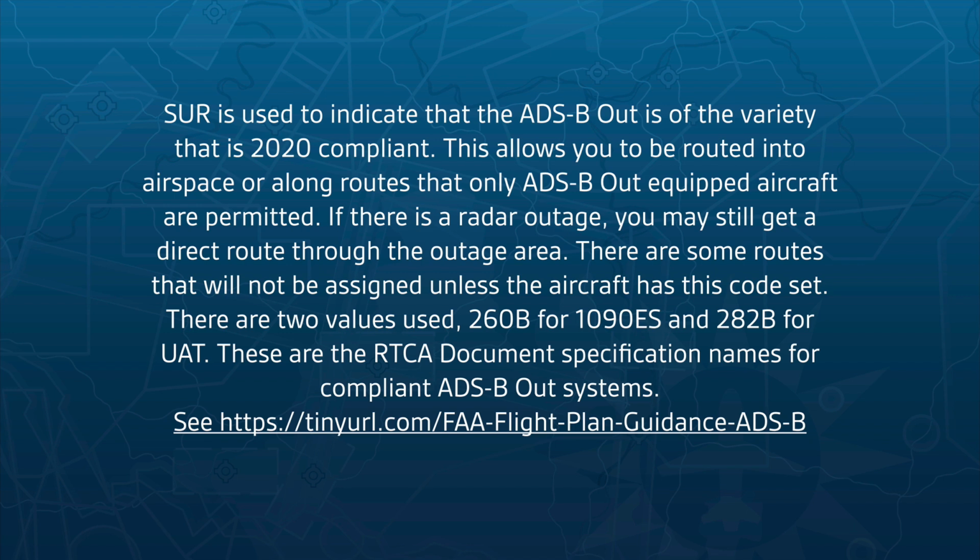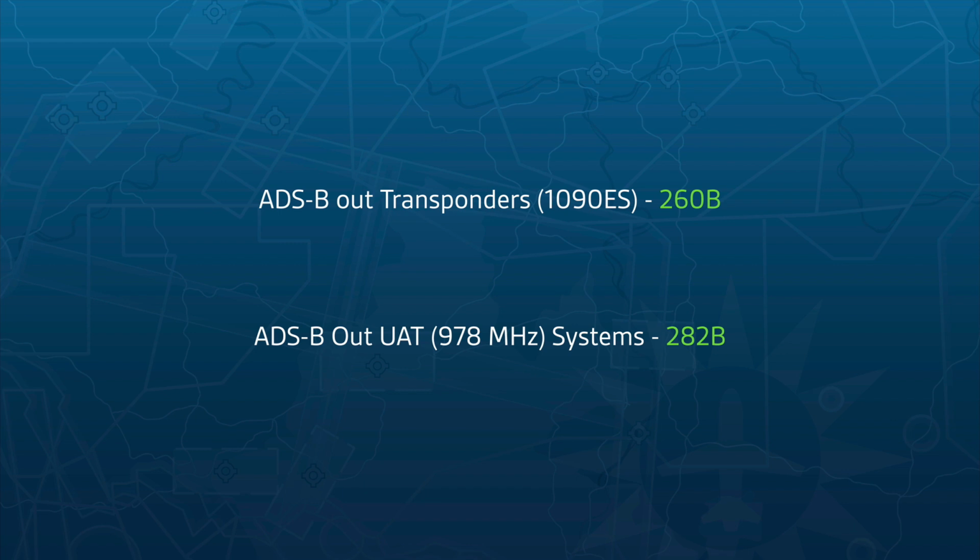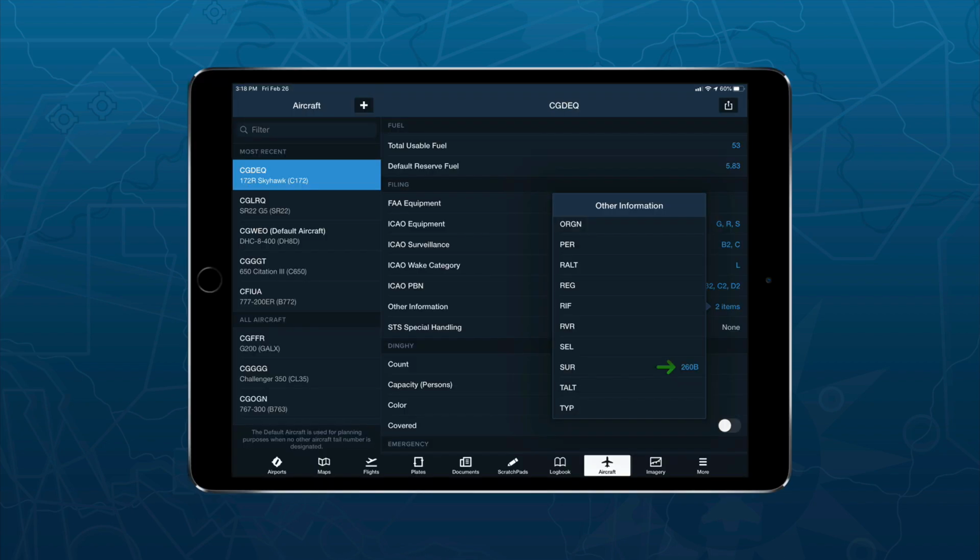You can always take a look at that website there, some FAA flight plan guidance. They have a great article there about what ADS-B out compliant systems and their specifications are. But in reality, this is all you need to know. ADS-B out transponders 1090 ES, you're going to specify 260 Bravo. ADS-B out UAT, the 978 megahertz systems, 282 Bravo.